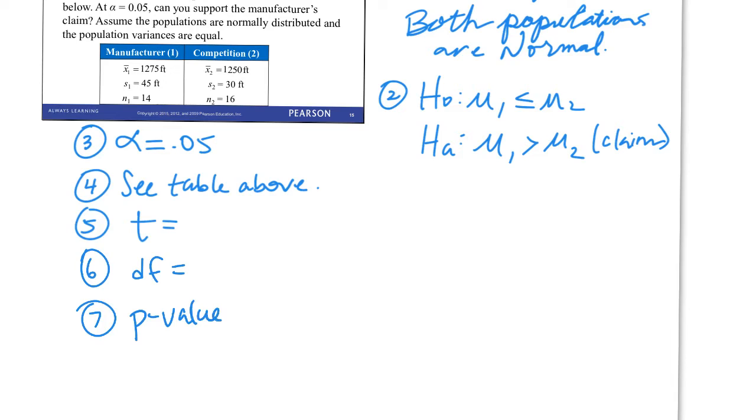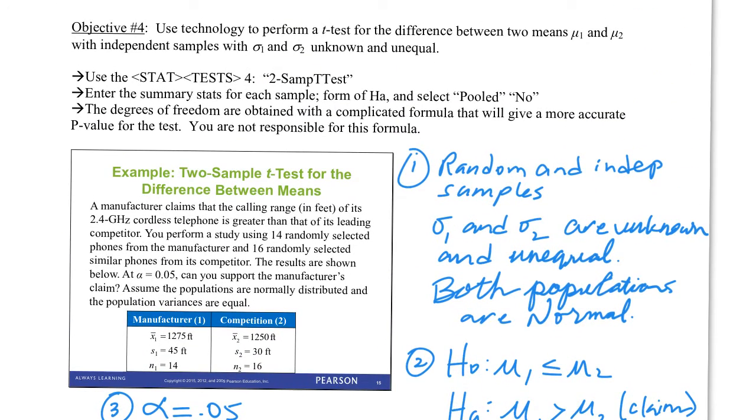All right, so now we're going to have the calculator do this for us. So I'm going to go into stat tests, enter those 6 summary stats. Okay, so let me direct you to what I'm about to do. Following right here, stat tests, option 4, the 2-sample t-test. You're going to toggle to stats once you choose that option.